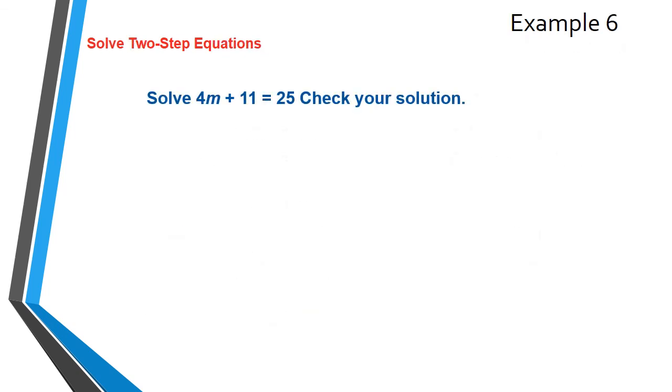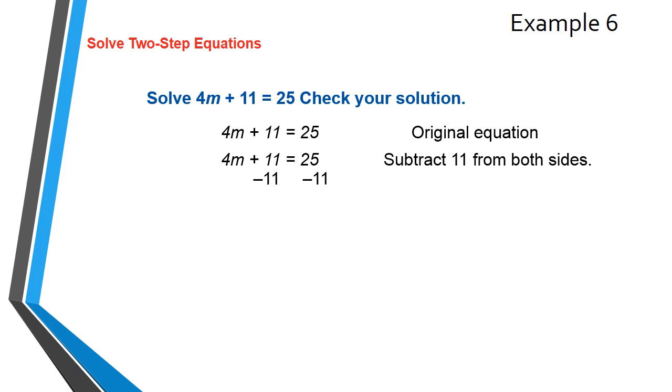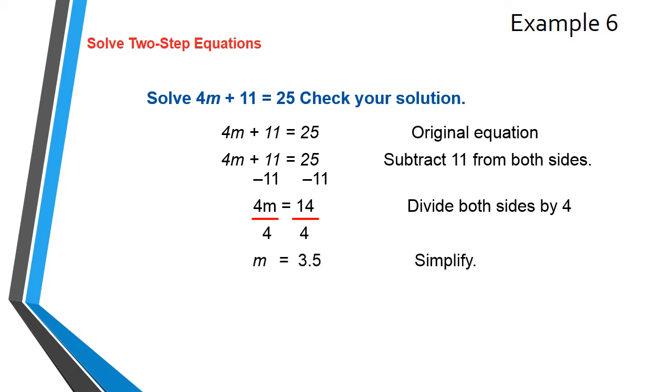How about a two-step equation? Should be a piece of cake. 4m plus 11 is equal to 25. The first thing I want to do here is subtract 11 from both sides of the equal sign. That will leave me with 4m equals 14, where now I have to divide both sides by 4 in order to have m by itself. Final answer, m is equal to 3.5.